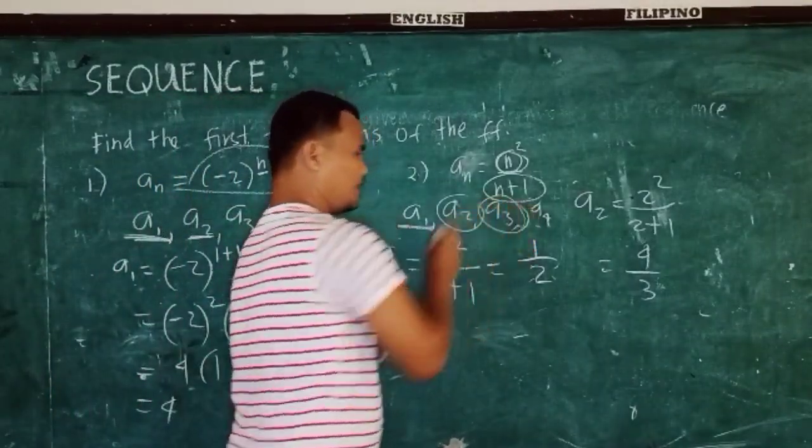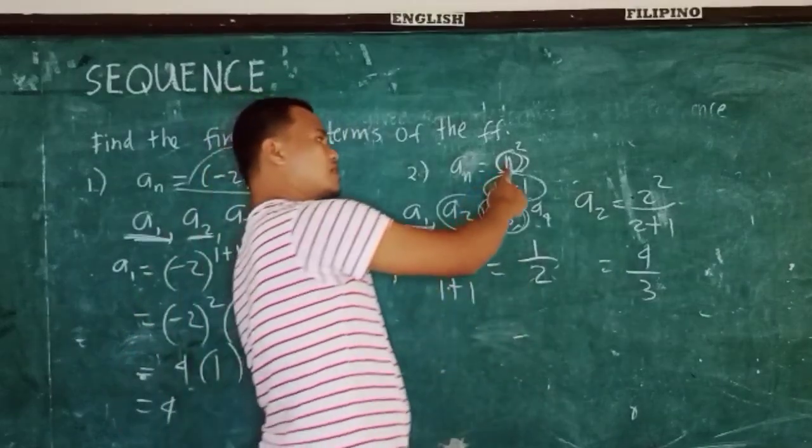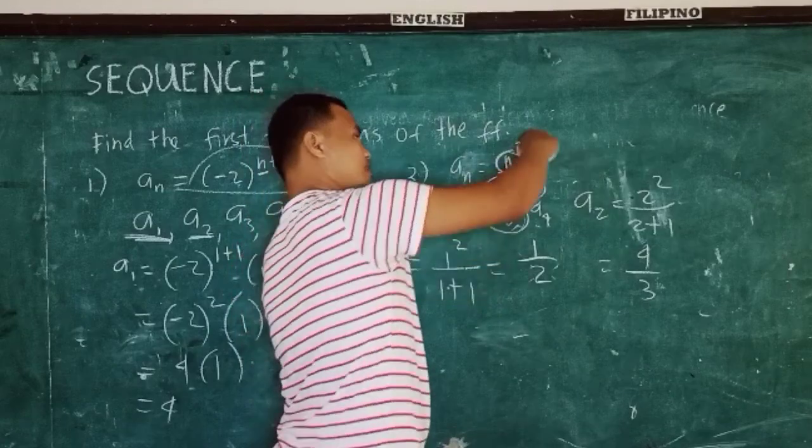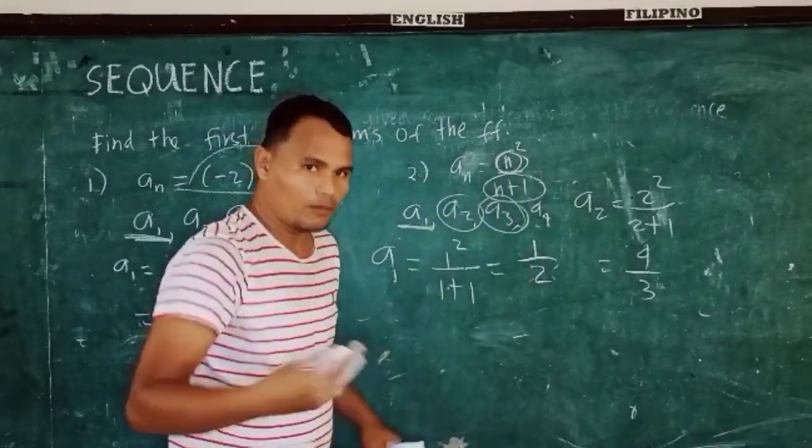Similarly, if we find the third term, n is 3. So, just substitute the value of n, which is 3. You will have 3 squared over 3 plus 1.